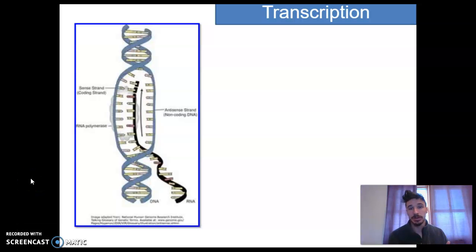All right, ladies and gentlemen, here we are. We're going to talk about transcription, right? Step one of a two-step process to go from mRNA to protein. This two-step process is what's going to take us the final length of the way from genotype to phenotype.